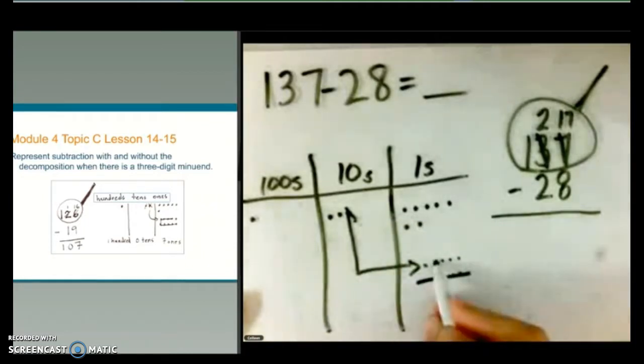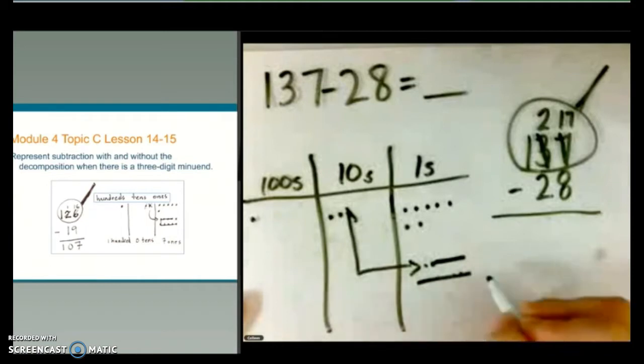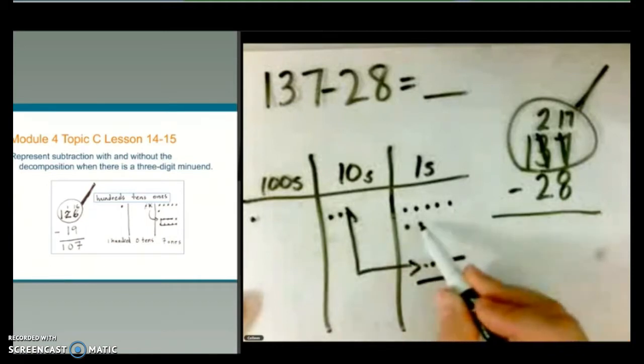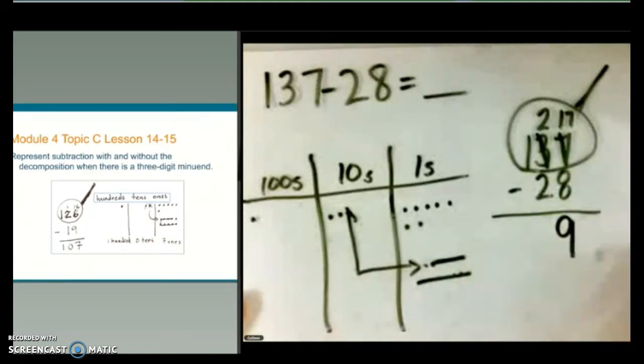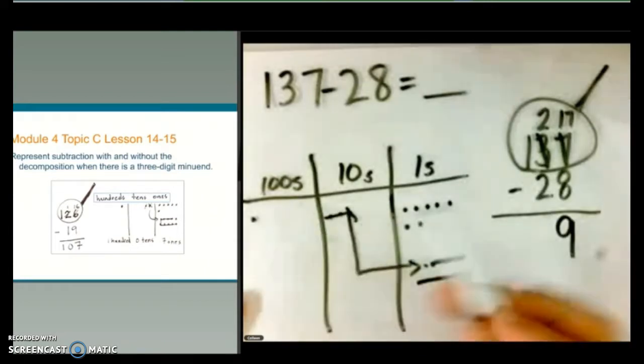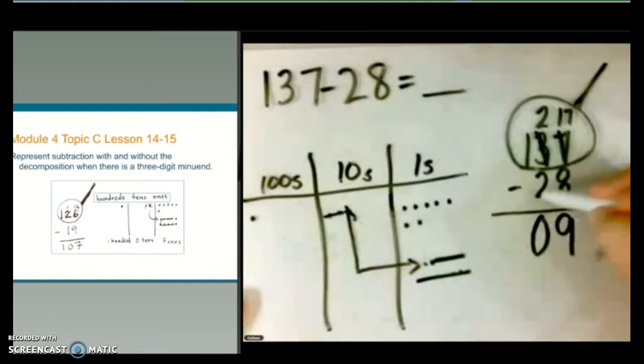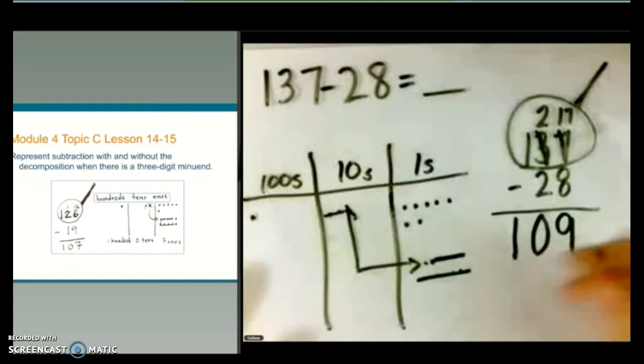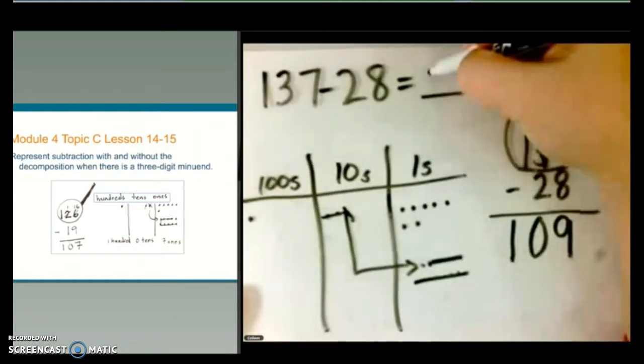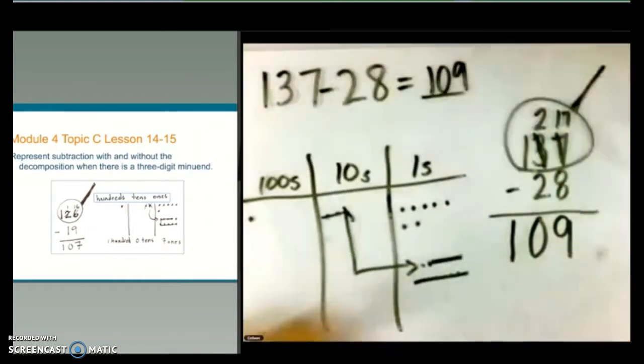I'm going to take away 8 from my 10 frame. Okay, so I have 5, 6, 7, 8, 9. 2 10s take away 2 10s. That leaves me 0 10s. And 100 take away 0 100s is 100. So there we can see that our missing part or unknown part was 109.